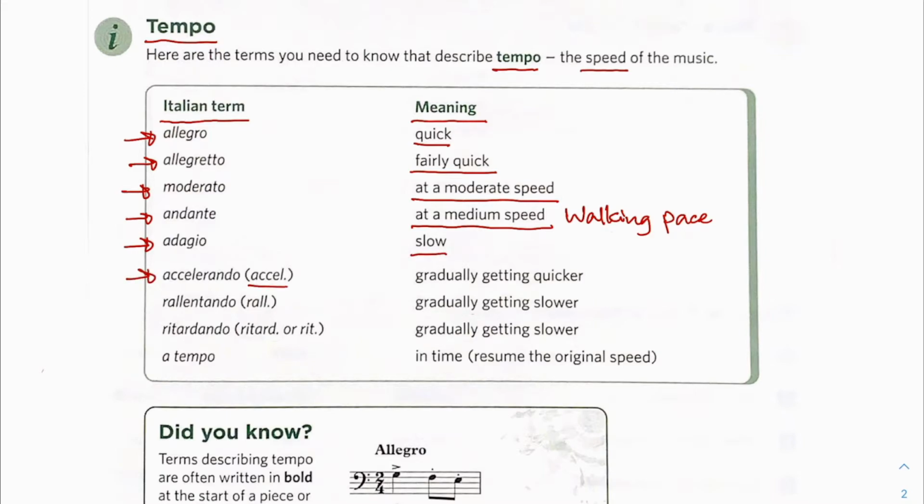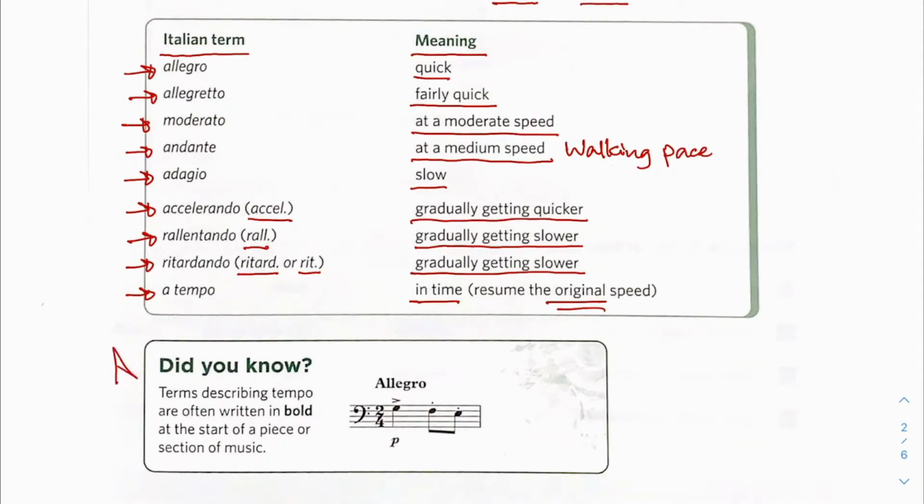Accelerando, or the abbreviation ACCEL dot, means gradually getting quicker. Rallentando, or RALL dot, means gradually getting slower. Ritardando, with the abbreviation RITARD dot or RIT dot, means gradually getting slower. A tempo, which means in time, or resume the original speed. Did you know terms describing tempo are often written bold at the start of a piece or section of music, like this?